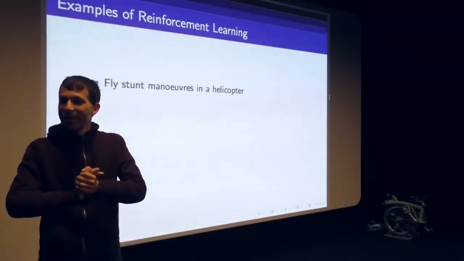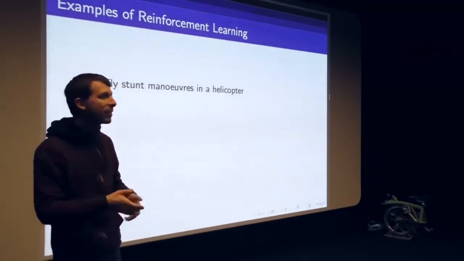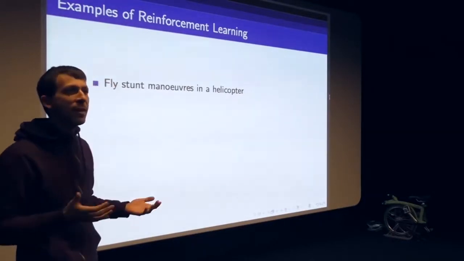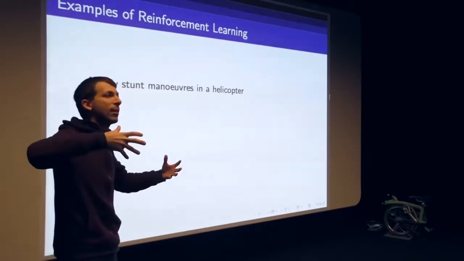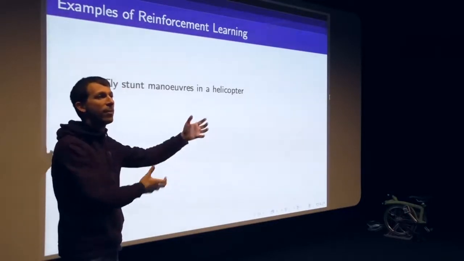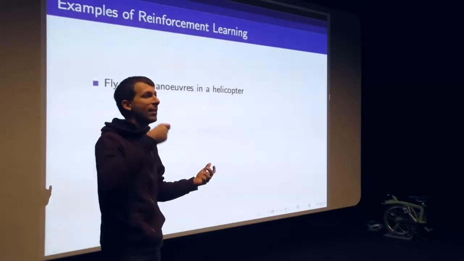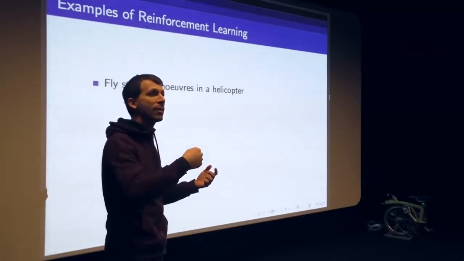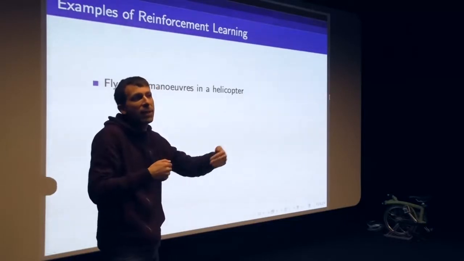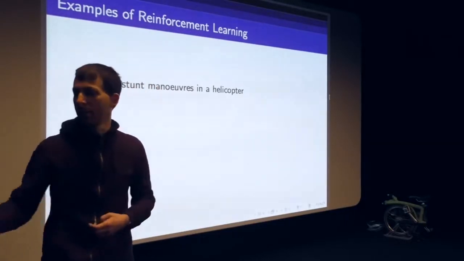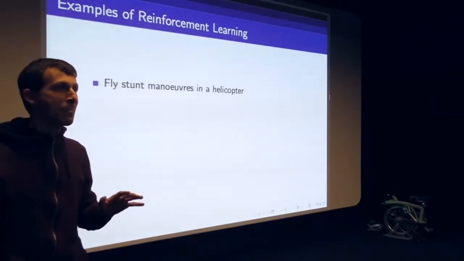One example would be flying stunt maneuvers in a helicopter. We'll see a video in just a second. Here, you've got a helicopter being controlled. You want this helicopter to make a particular maneuver. It's not that anyone tells you at any given moment, yes, you've done the right thing, or no, you've done the wrong thing. It's that at the end of some period of time, you want to have executed this maneuver, and maybe someone says good or bad at the end of it. And crashing is typically very bad.